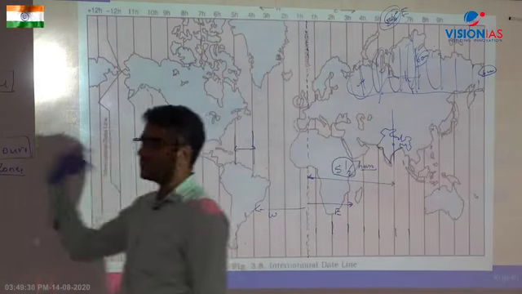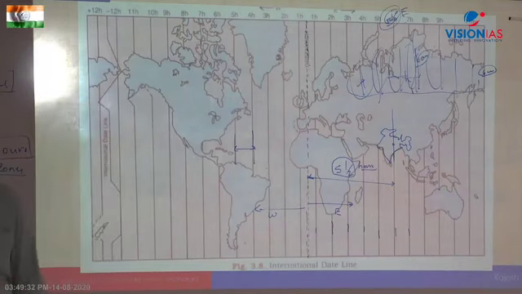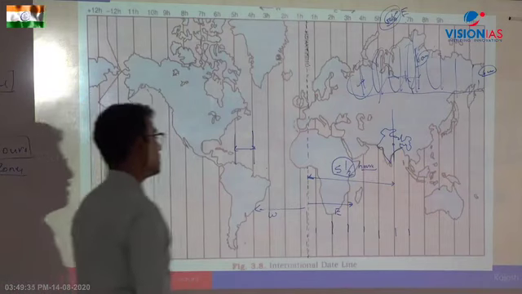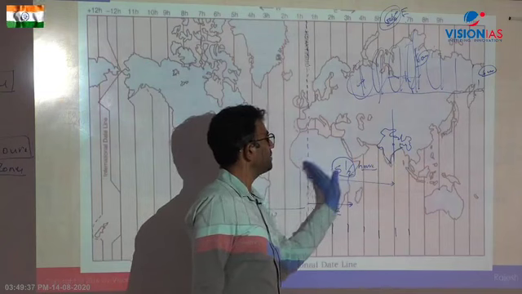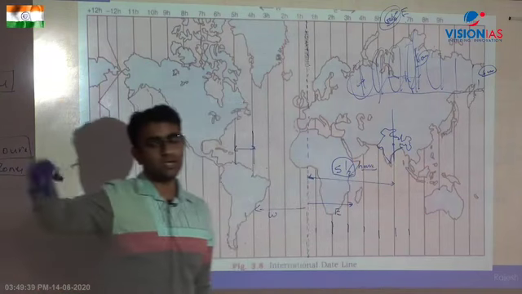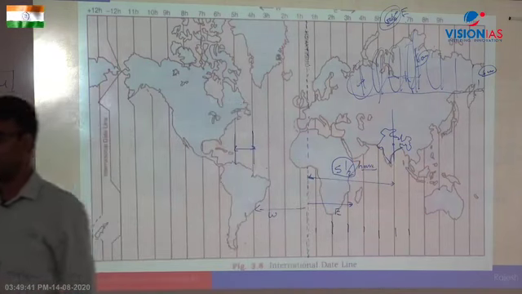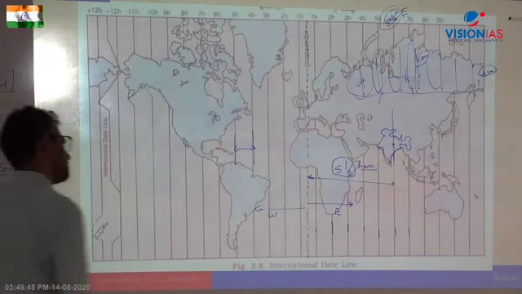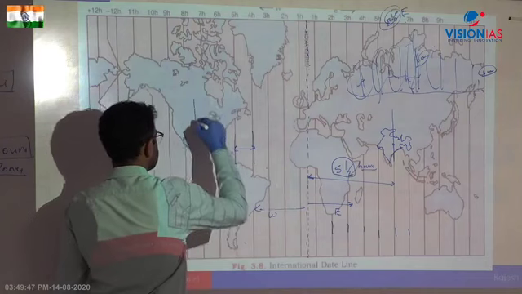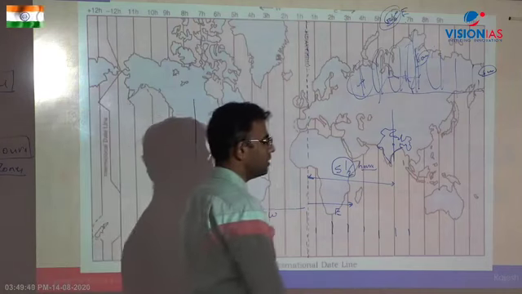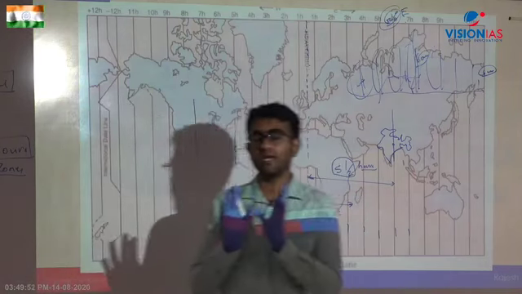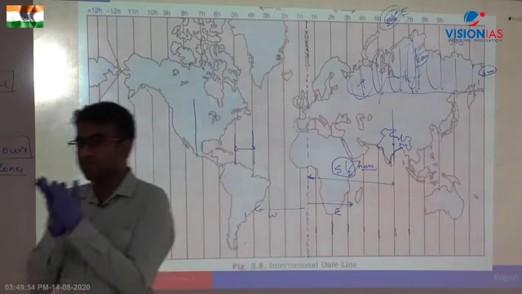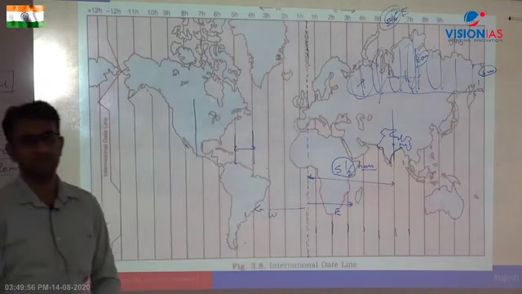Each country is free to choose whichever longitude it is passing through. It is not necessary that they choose only the complete hours. The way we have taken 5.5 hours, many countries have taken 45 minutes or 15 minutes. It's not necessary that they take that particular offset. Whichever longitude passes through their central region, they can choose that, but they have to declare which position they are in with respect to Greenwich.